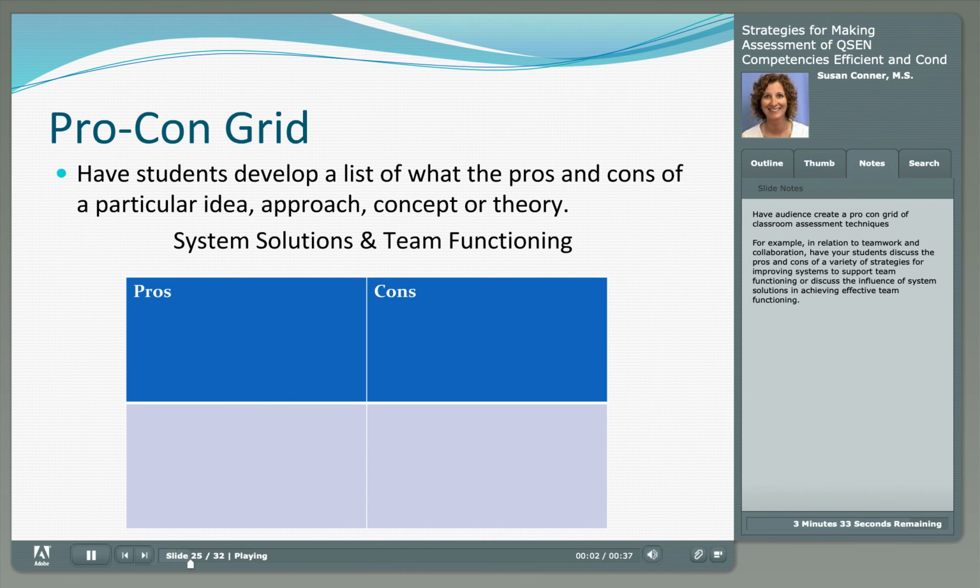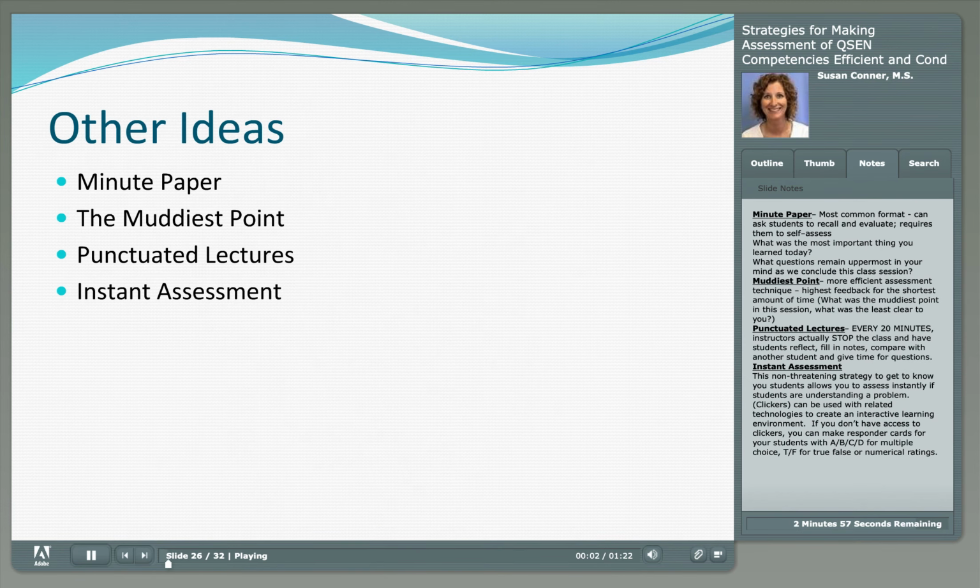Take a moment to create a pro-con grid of classroom assessment techniques. As a classroom assessment, have your students discuss the pros and cons of a variety of strategies for improving systems to support team functioning, or discuss the influence of system solutions in achieving effective team functioning. Here are some other ideas.